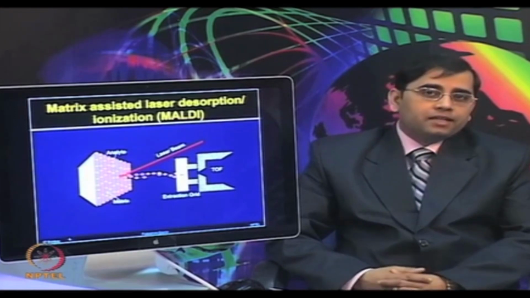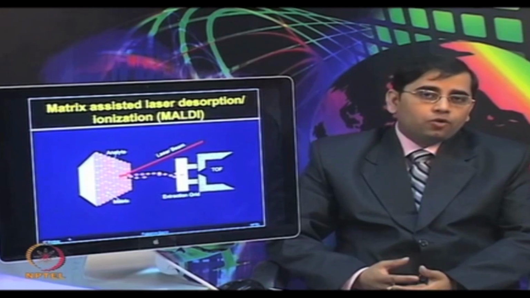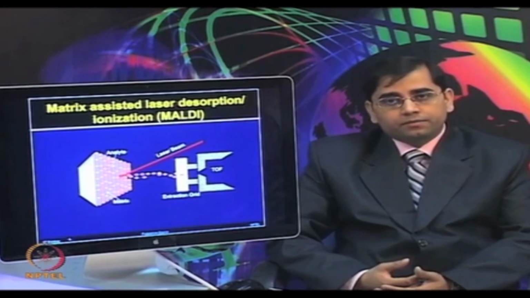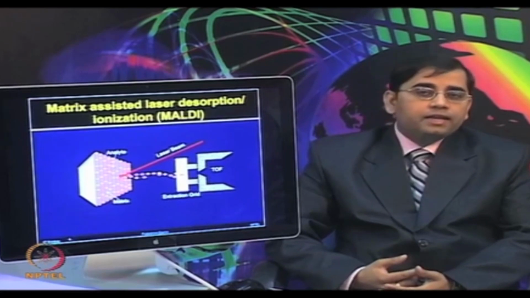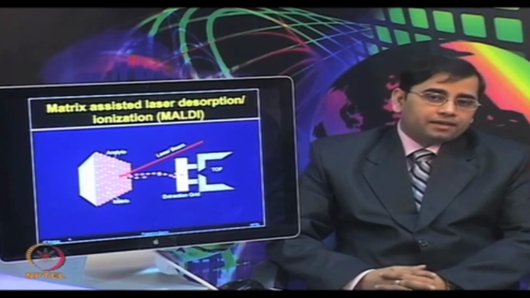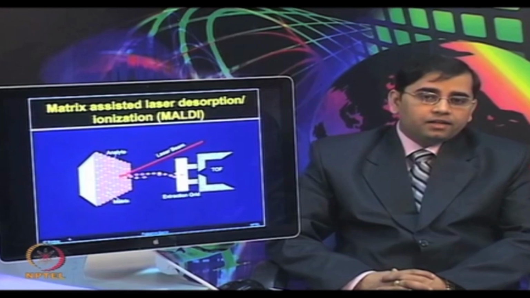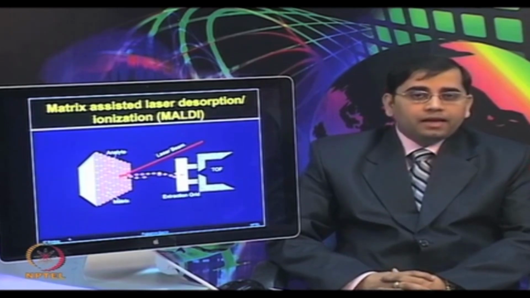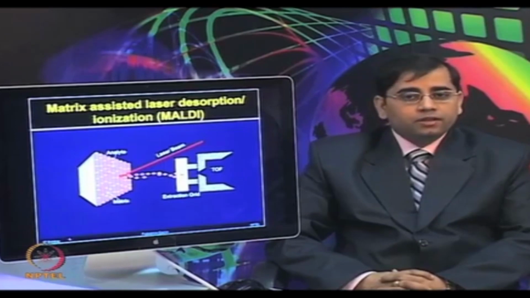Once you have selected a matrix for the experiment, the analyte and matrix can be dissolved in an organic solvent, after which it can be placed on the metallic target. As you can see in the slide, the first left section shows you how to place the analyte and matrix together on the sample plate.